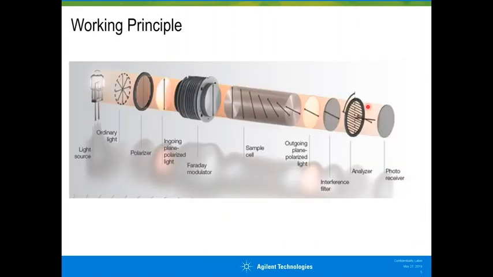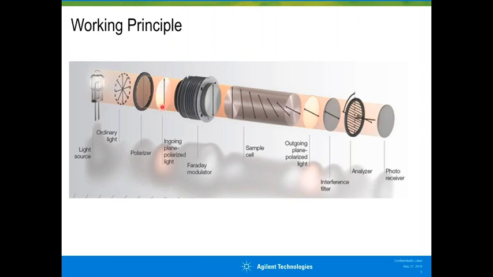Now let's talk about the working principle. Basically, a polarimeter consists of a light source. The light source could be light emitting diodes, commonly called LEDs. This LED produces a beam of ordinary light, which propagates and vibrates in all directions. The light first passes through a polarizer. In order to obtain a defined orientation, we need to keep a polarizer or a polarized filter to define the orientation of the plane polarized light.